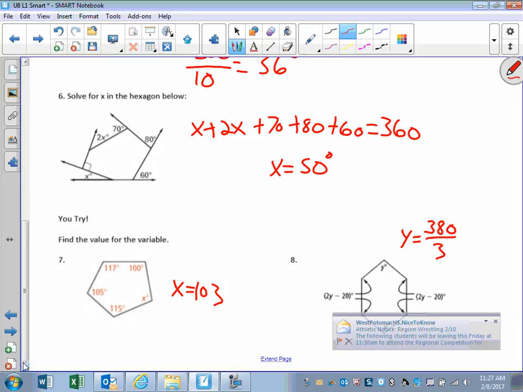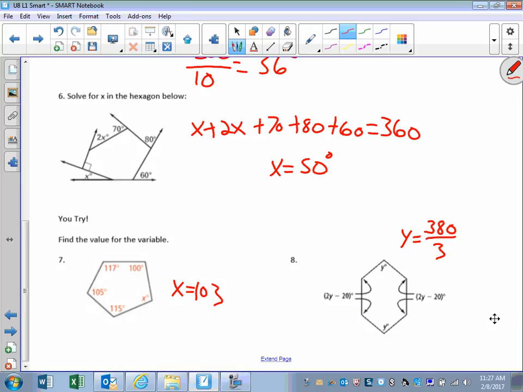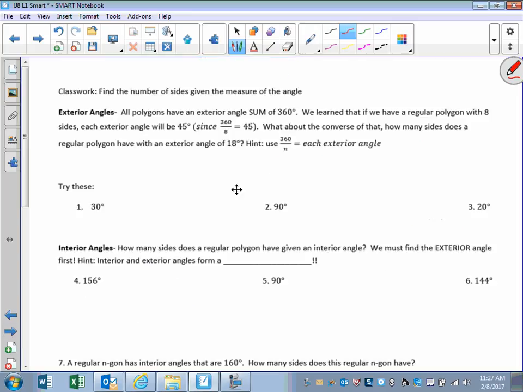I'll do one more example before I let you work on the back page, which will be your classwork. For this example, we're going backwards. They give us how much each exterior angle is, 18 degrees, and we're trying to figure out how many sides the shape has. So the setup would be 360 over n equals 18.